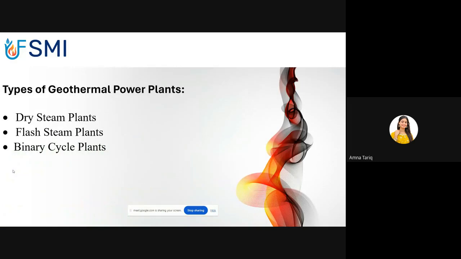Okay, so there are three types of geothermal power plants. Number one is dry steam plant, number two flash steam plant, and number three binary cycle plant. Okay, so we discuss the three types one by one.